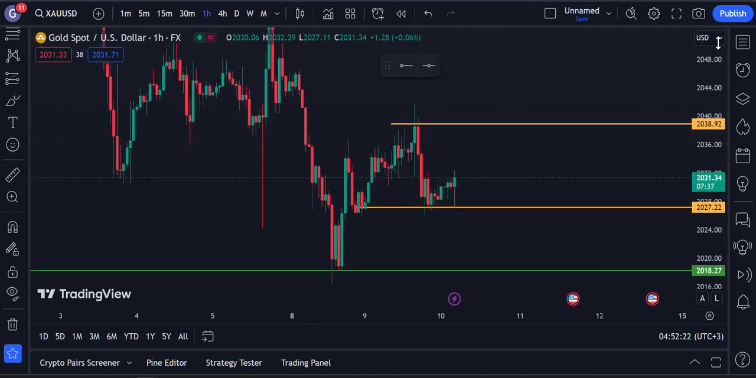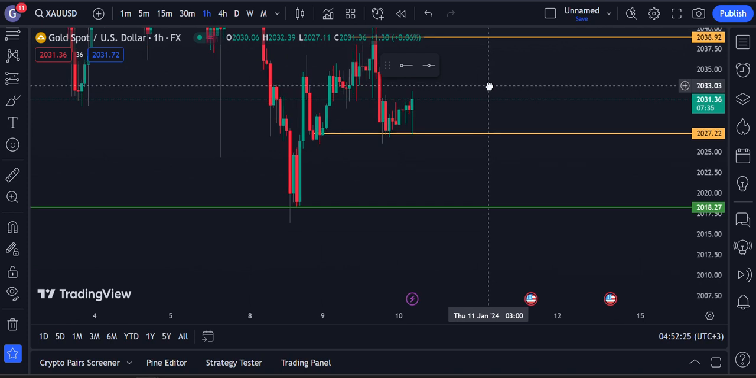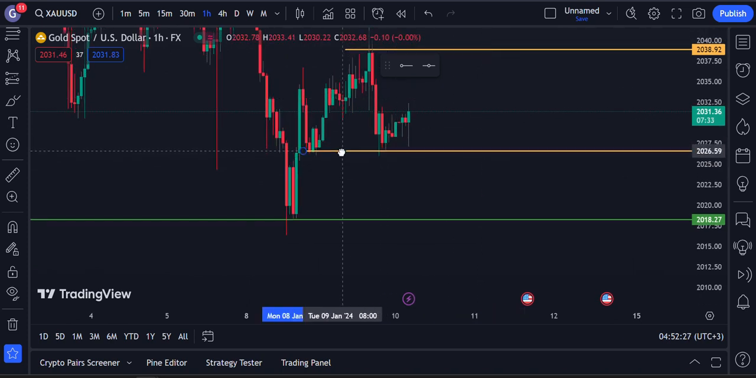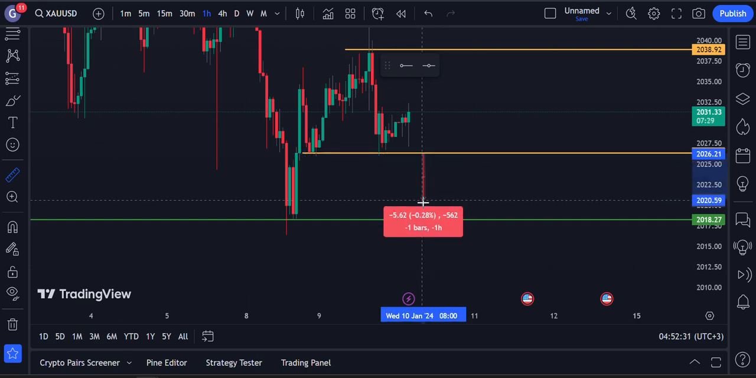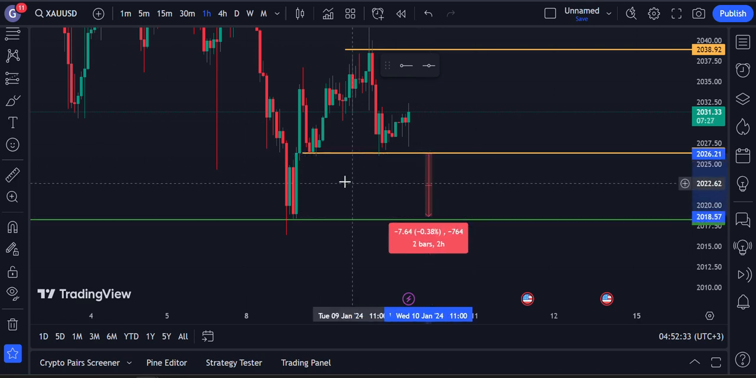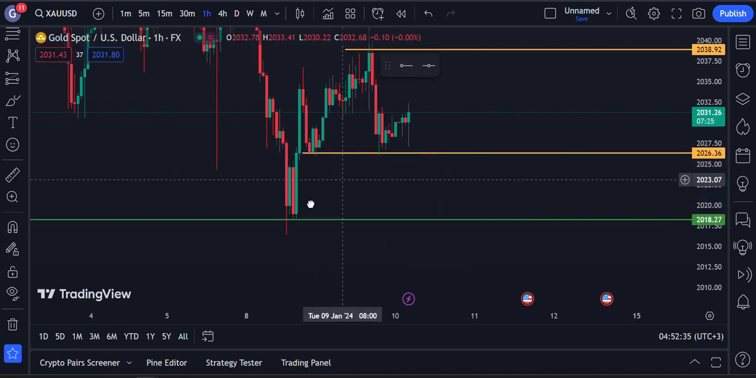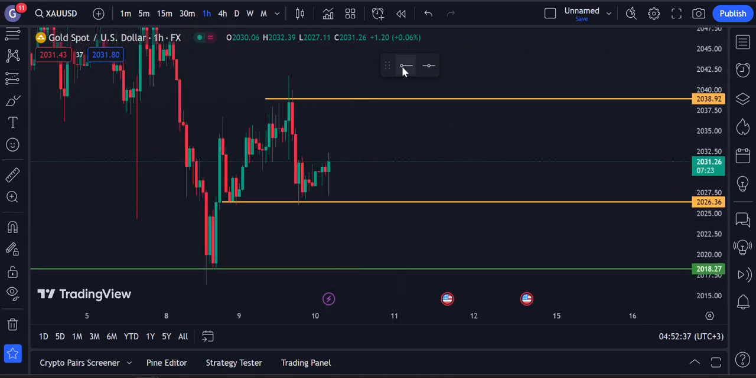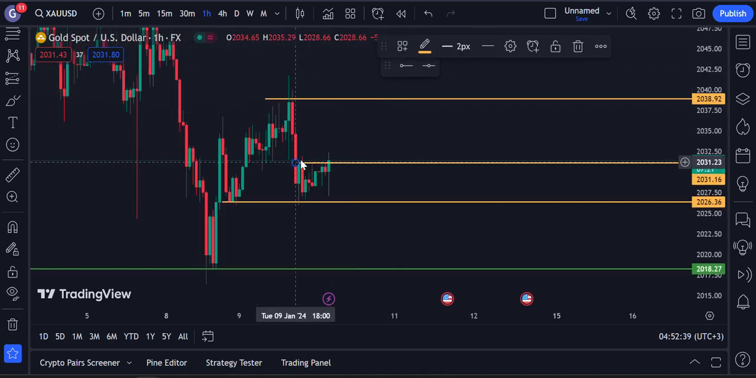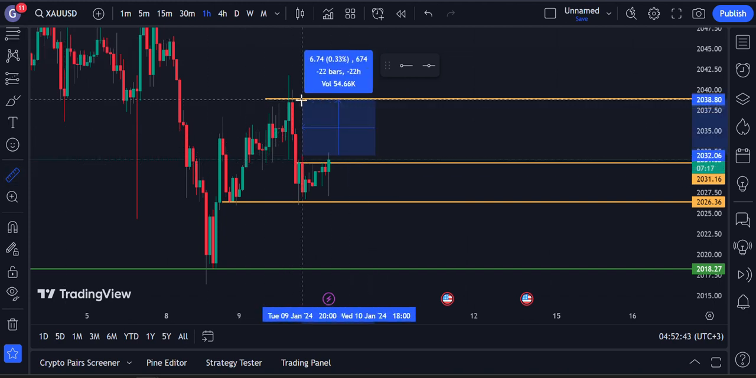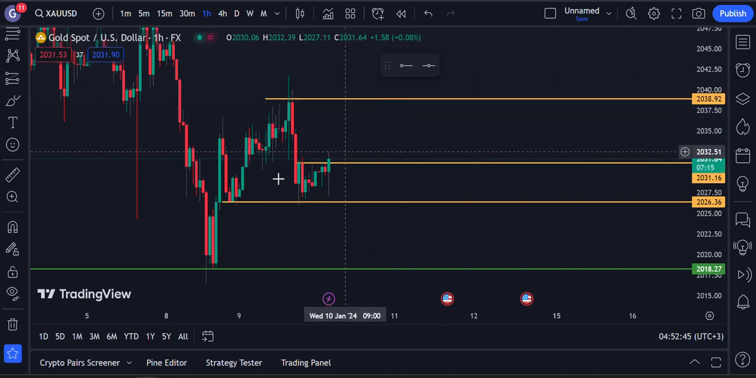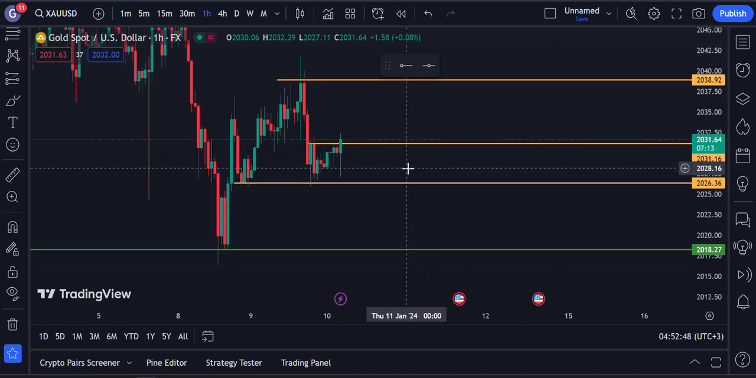And when we go to the 1 hour, what do we see? We find that we still keep our support at 2026, but here comes another range which I think is tradable. It's a 67 pips range or thereabouts.